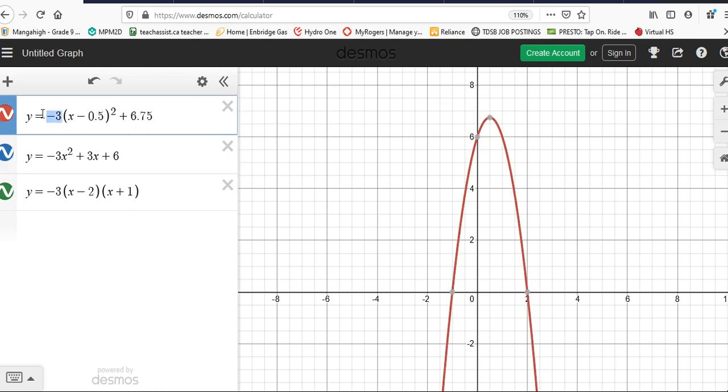Now notice that the a value for all three of these forms, the vertex form, standard form, and factored form, is the exact same. Factored form is what we're focusing on today. In this case it's -3, so the negative implies it's opening down, and the 3 means everything is being stretched by a factor of 3.